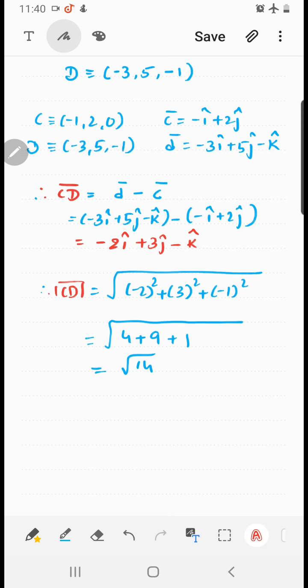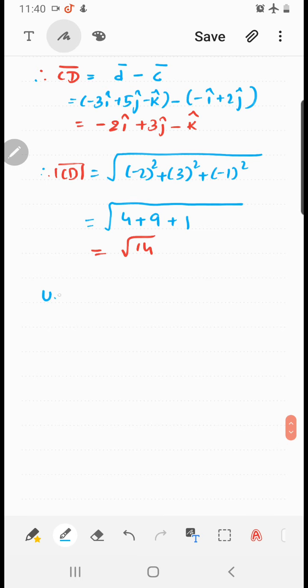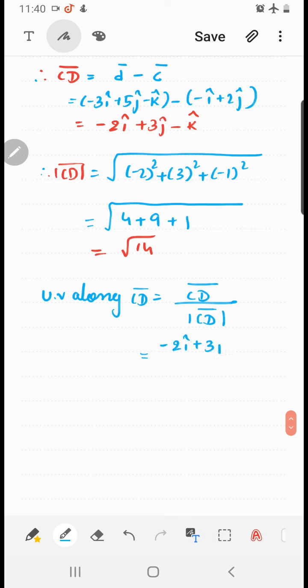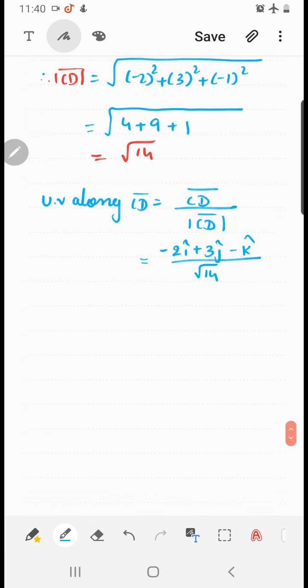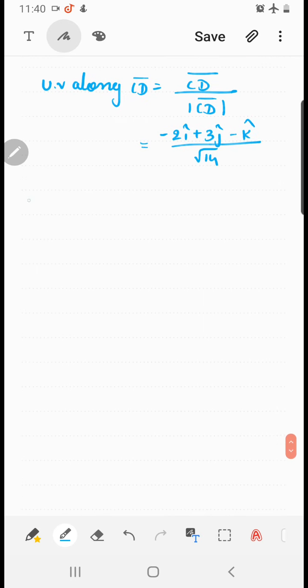Okay, your magnitude of CD bar is ready, and we all know that unit vector along CD bar is vector CD bar upon its magnitude. I repeat again, you are not supposed to write the formula vector upon its magnitude, directly write CD bar upon mod of CD bar. Now let's put in the values. So what I get is minus 2I cap plus 3J cap minus K cap upon root 14. Okay, so that is how we get the unit vector. Fine. Now let me give you 2-3 nice examples on this.